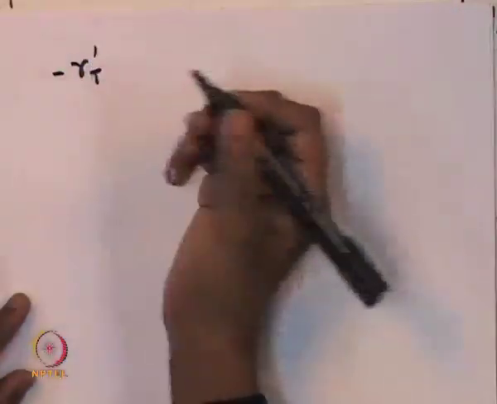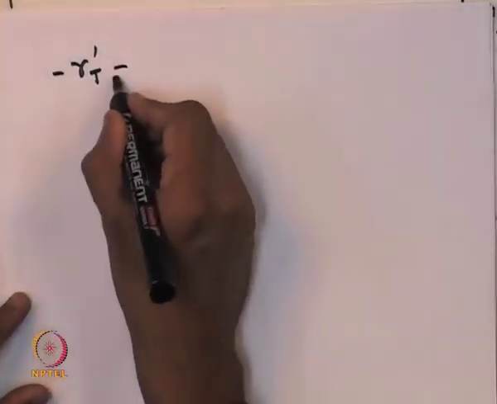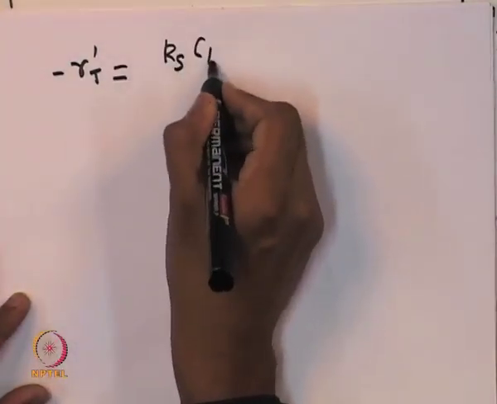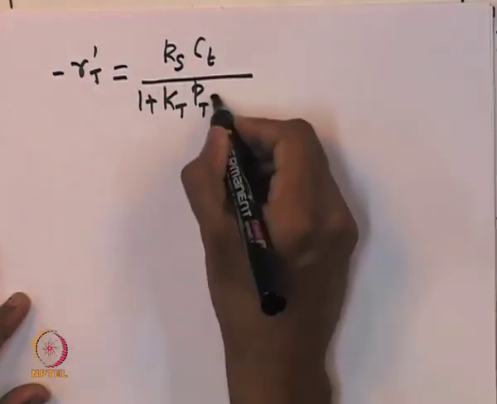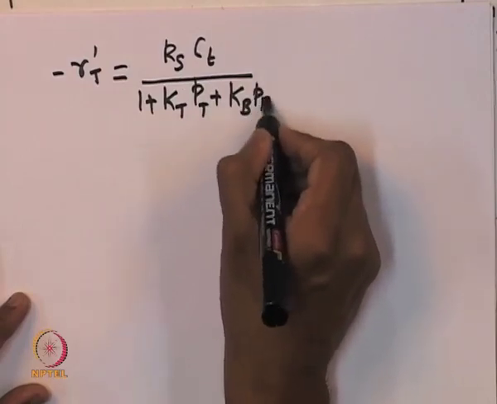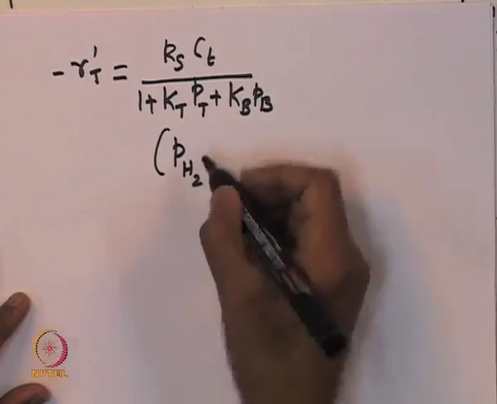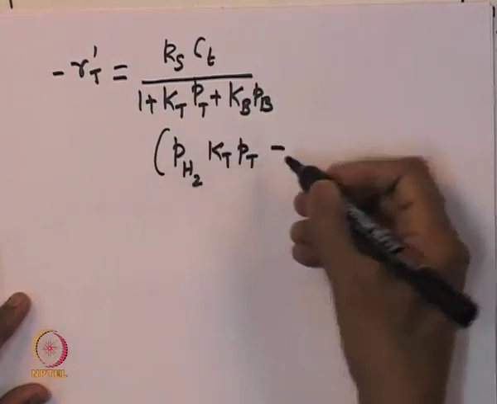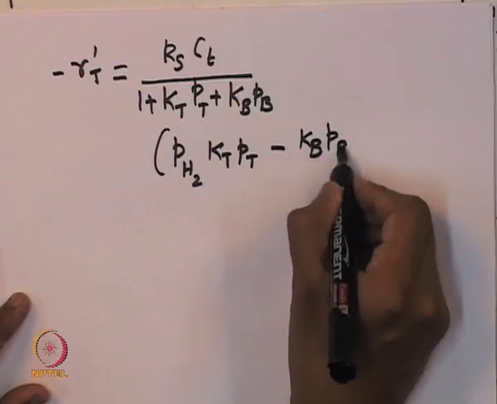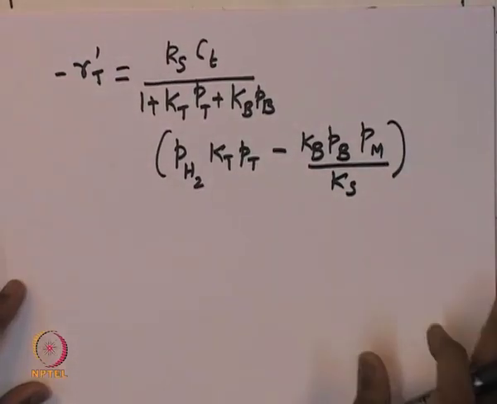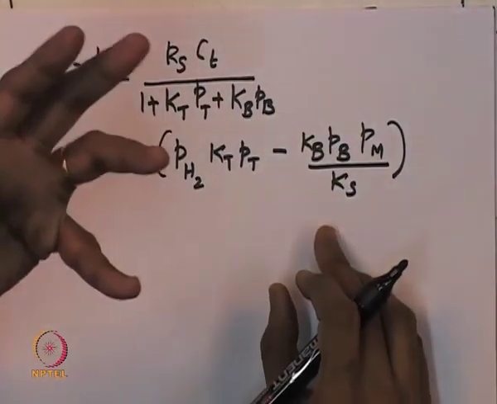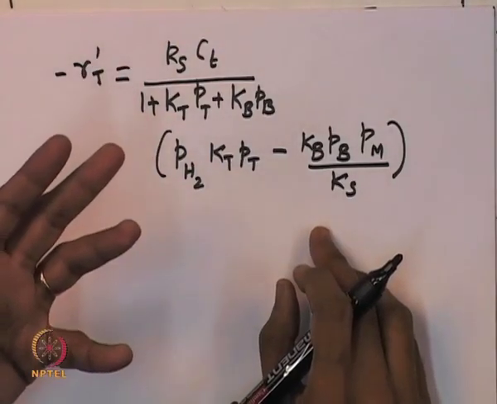So, because surface reaction is the limiting reaction, the reaction rate is now given by Ks into Ct divided by 1 plus Kt Pt, partial pressure of toluene, plus Kb Pb, multiplied by partial pressure of hydrogen, Kt Pt minus Kb Pb into Pm divided by Ks. Okay. So, this can be obtained simply by plugging in the expression for the vacant site catalyst concentration into the expression for the reaction rate, and we can obtain this particular expression.